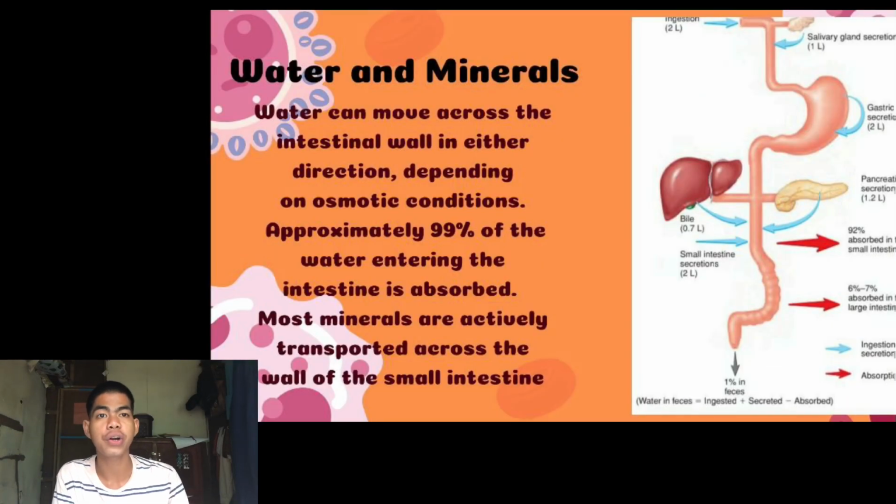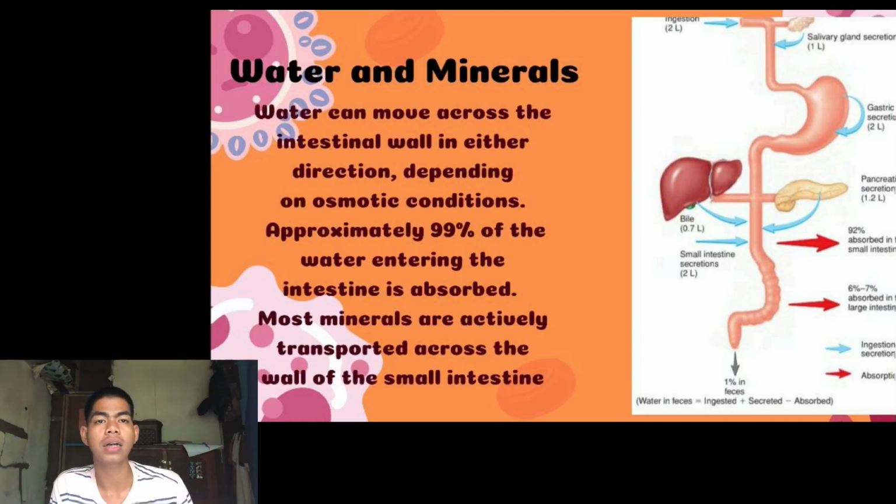Next, water and minerals. So water can move across the intestinal wall in either direction depending on osmotic conditions. So approximately 99% of the water entering the intestine is absorbed. So most minerals are actively transported across the wall of the small intestine.